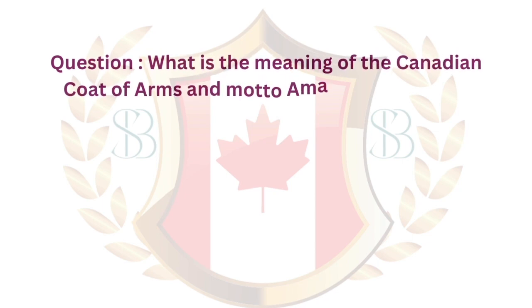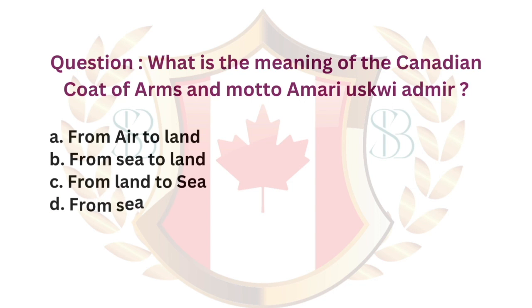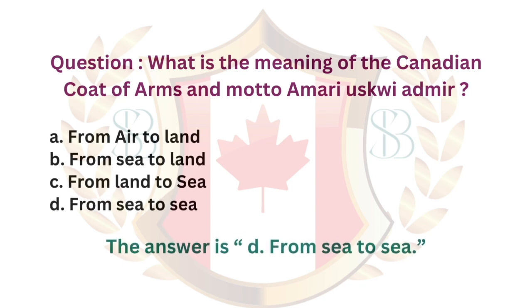Question. What is the meaning of the Canadian coat of arms and motto A Mari Usque Ad Mare? A. From air to land. B. From sea to land. C. From land to sea. D. From sea to sea. The answer is D. From sea to sea.